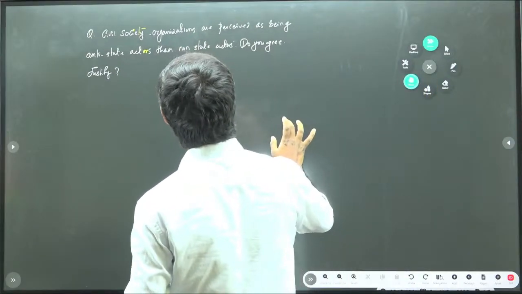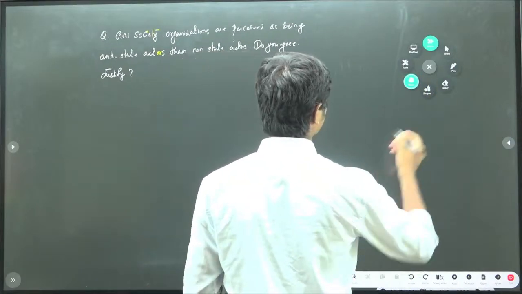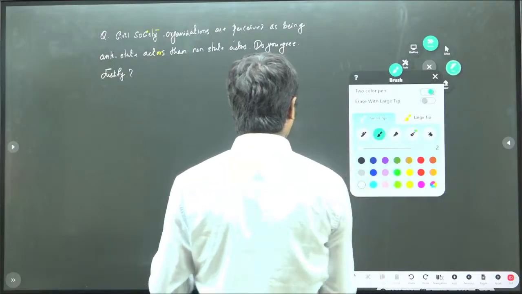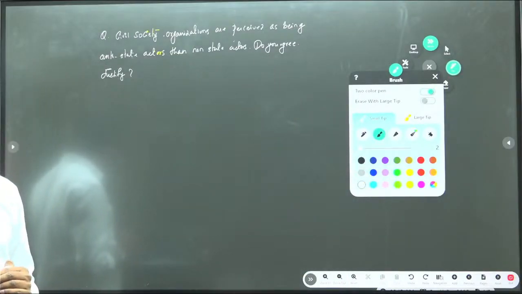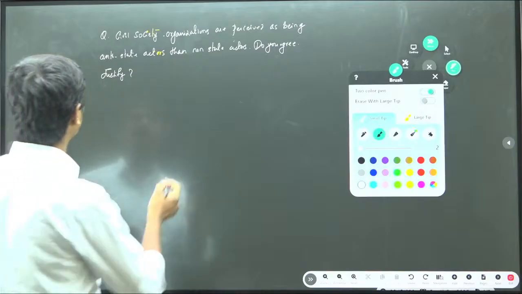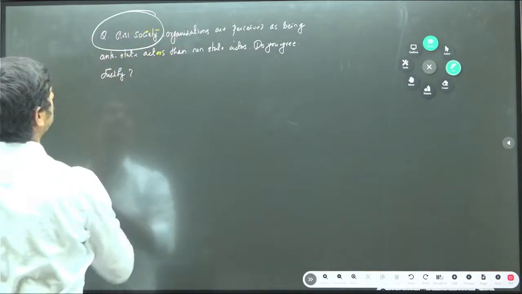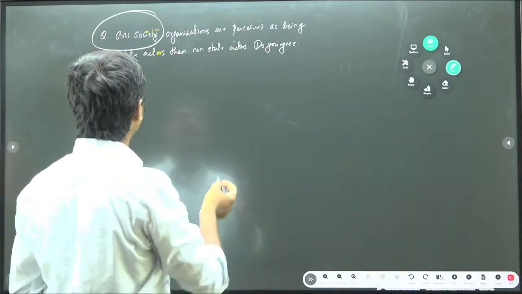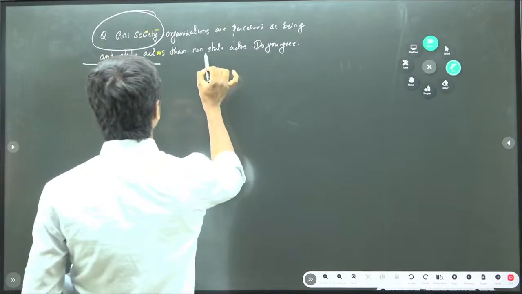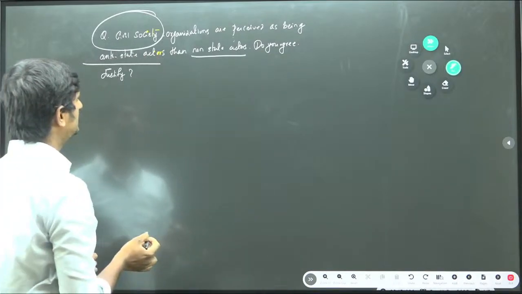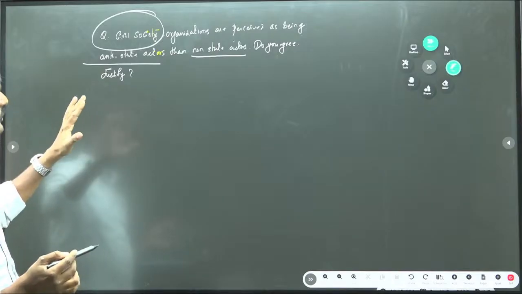First, look at the demand of the question. Civil society organizations are perceived as being anti-state actors. In order to write this answer, the students must know certain basic things. First of all, what are civil society organizations, what is the meaning of anti-state actors, and what is the meaning of non-state actors? These are the three important terms we need to understand first.